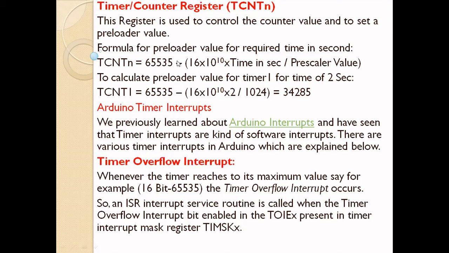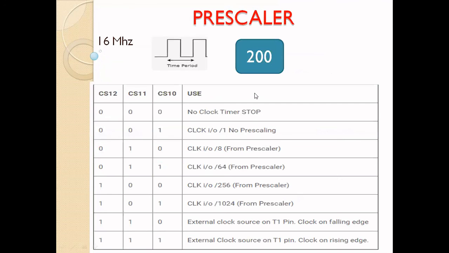Here I am using the 16-bit timer, so this is the 16-bit timer value. 2 power 16 is 65,535 minus 16 into 10 power 10 (16 MHz). This is the time in seconds. Next one is the prescaler value. Here the prescaler value I have taken is 1024.